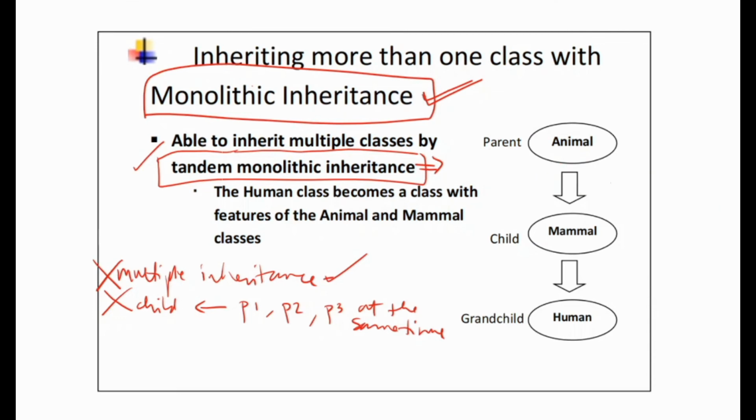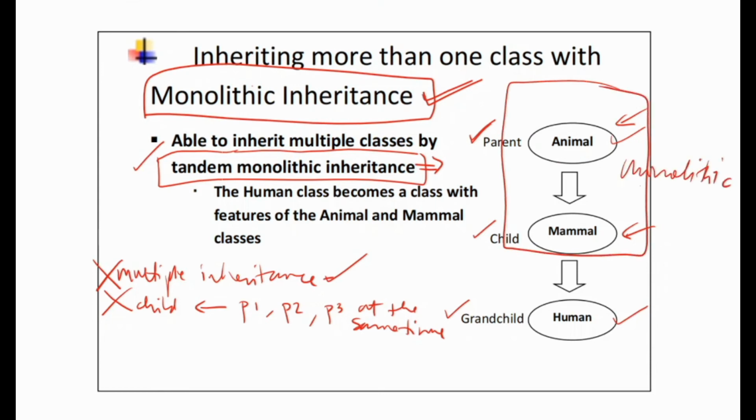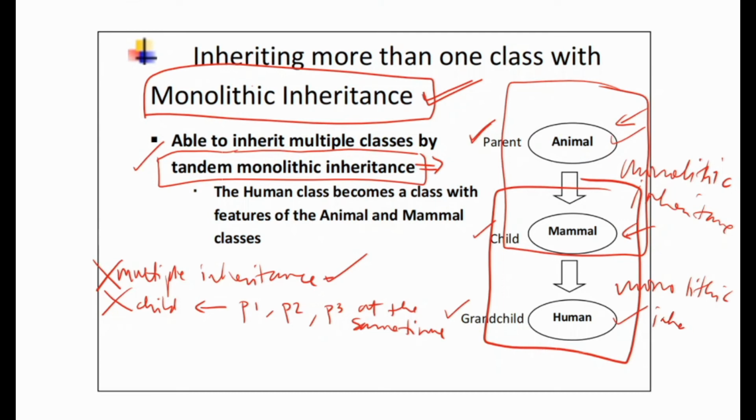Say for example, the first class we define is animal. We call this the parent class. And then the second class we define, which is the child class of this parent class animal, is mammal. We define human, which is the grandchild class of animals. So between mammal and animal, it is monolithic inheritance. Between mammal and human, this is also monolithic inheritance.